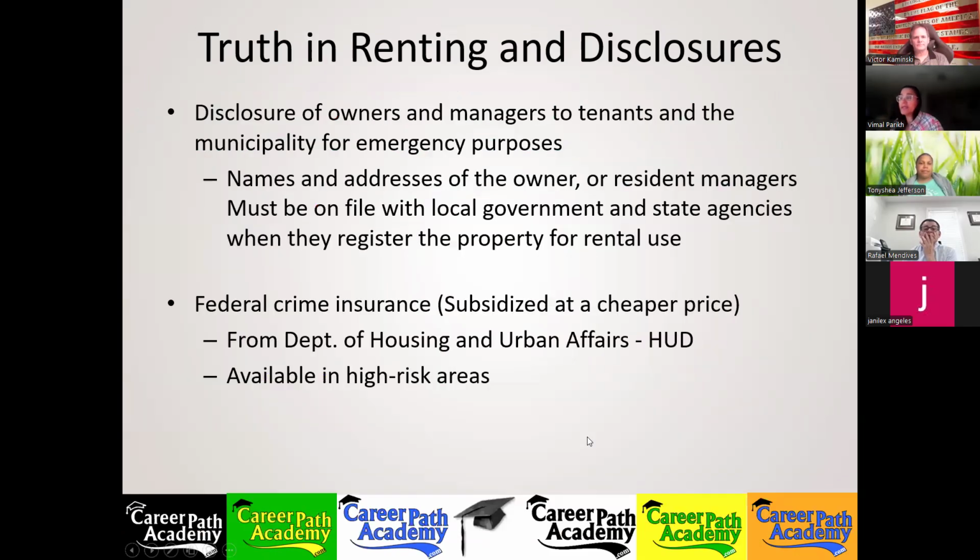All right. Yes. So disclosure of owners and managers to the tenants and the municipality is required for emergency purposes. If a building catches on fire, the fire department needs to know how many people were living there. Did we get everybody out? They've got records there. So when they have fires, management checks to make sure, so that they can let the firemen know not to go back and search and risk their lives in a building looking for someone who's not there, you know? So we need to keep accurate records of how many people are living in each unit.